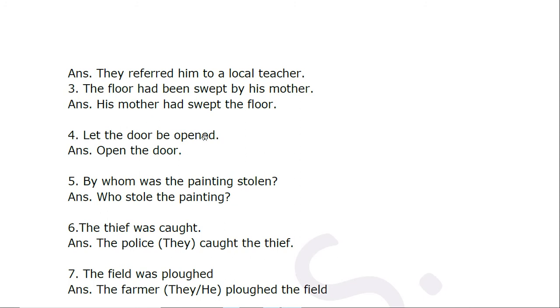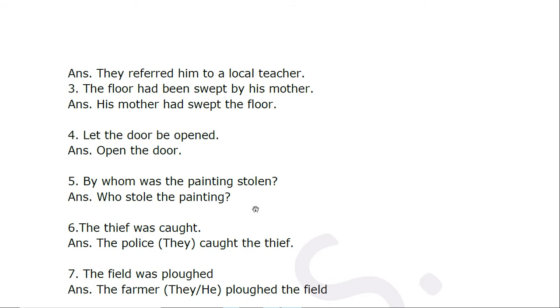Let the door be open. So what will you say? Let is a command. Remember? So open the door. Action is open the door. What is the subject? You. Remember it is a command. Command is always you. So you open the door. It should be you open the door, but you don't say you in an imperative sentence.